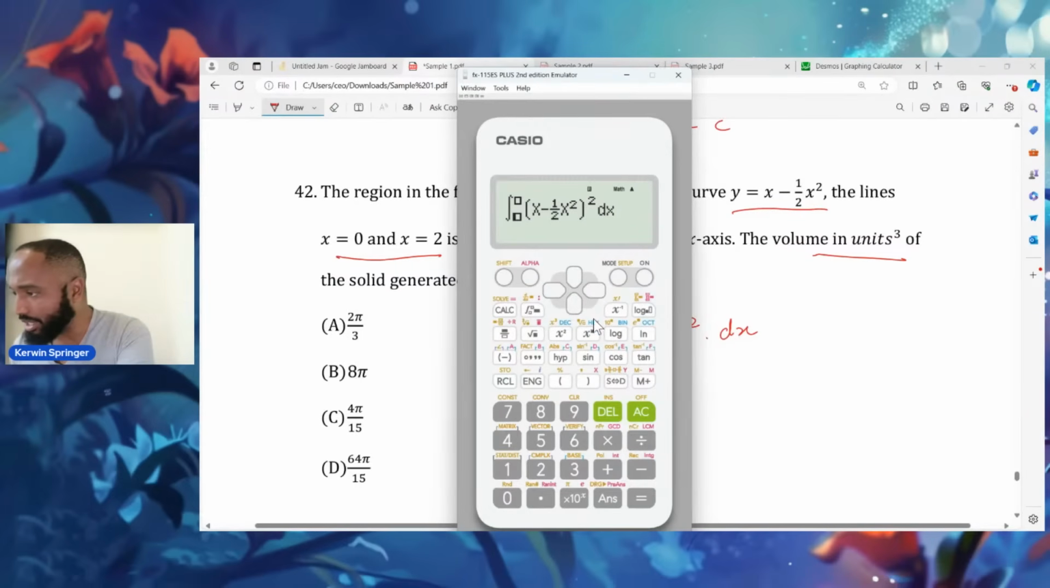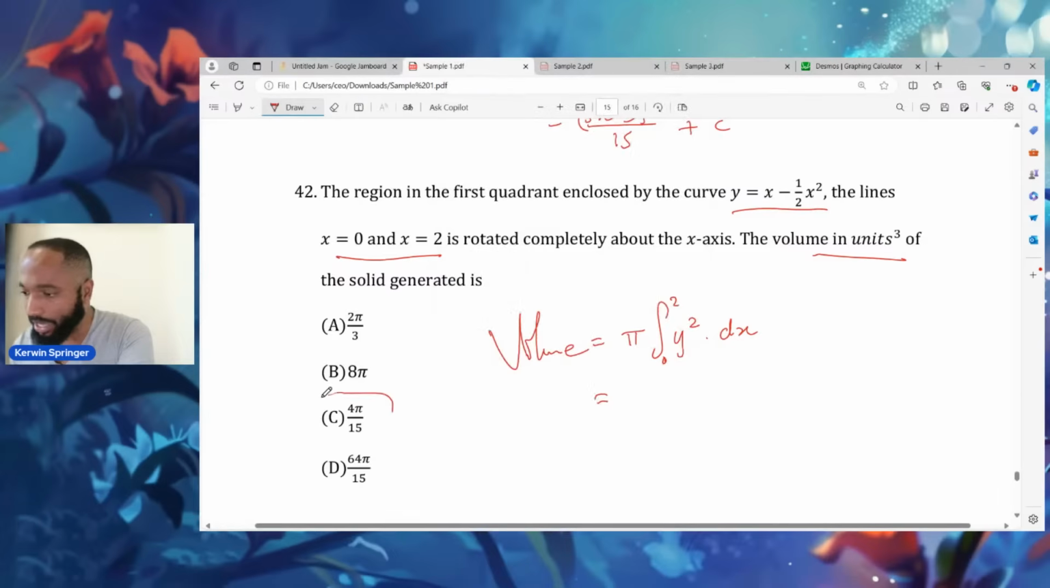And then put the limits between 0 and 2, and then drop a little pi on the outside there to make sure you're watching the scene. A little pi right there, shift pi, bang, 4/15 pi. C. C is the answer. So with your calculator, you could do this in like 10-15 seconds.